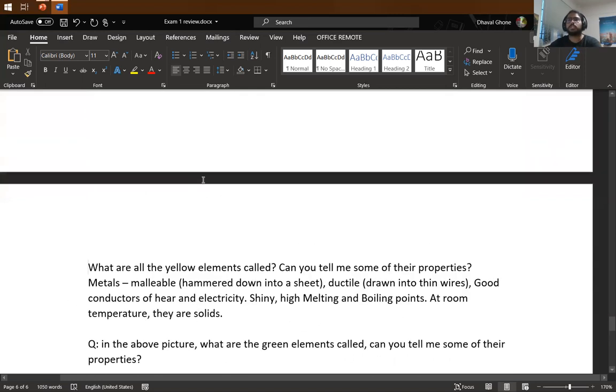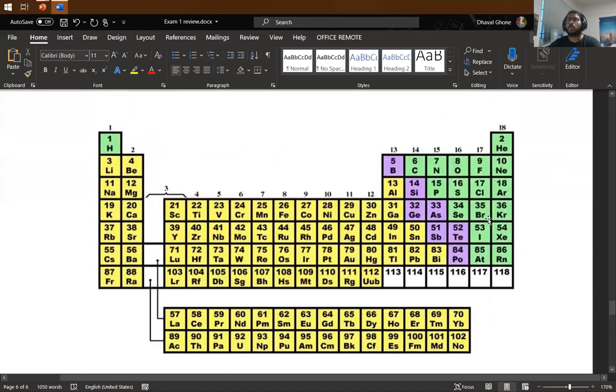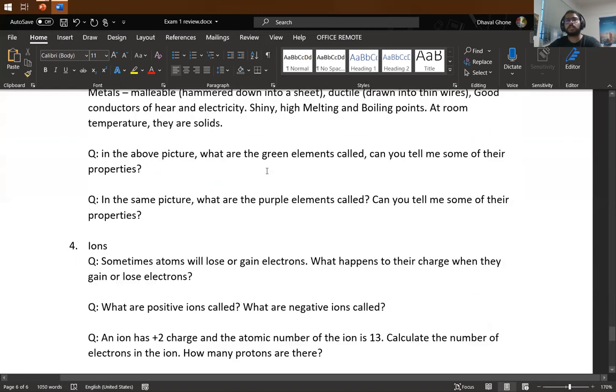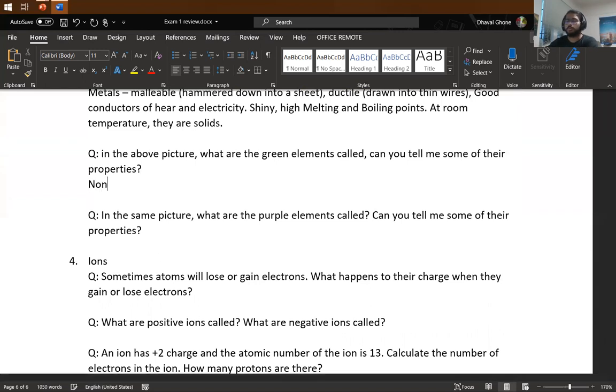And so in the same picture, the question is, what are the green elements? The elements highlighted in green color. So think about it. Those are called non-metals. And because they're not metals, the properties would be exactly opposite of metals. So people said that they are brittle, so they break easily. You cannot hammer them into thin sheets or wire, they just break away.